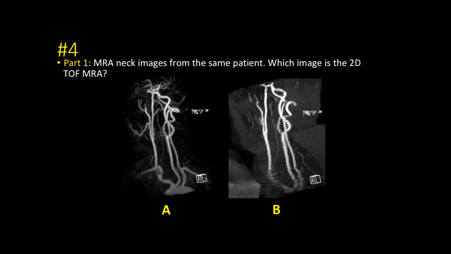Number 4 is a two-parter, MRA neck images from the same patient in this case, and which image is the 2D time of flight MRA? Well, that's the option on the right, option B, and you can tell because the 2D time of flight has less field of view compared to the 3D time of flight, which is option A, and you can see this artifact on the 2D time of flight images because these images are acquired in slices as opposed to a slab for the 3D time of flight.